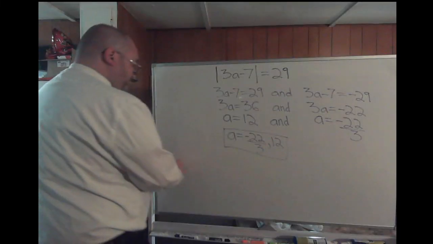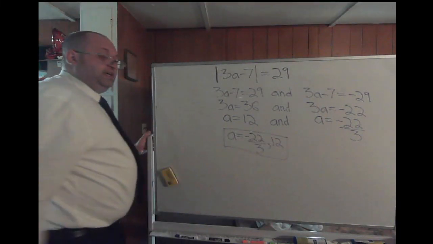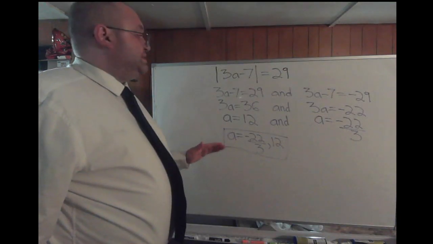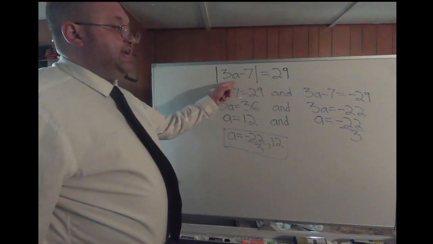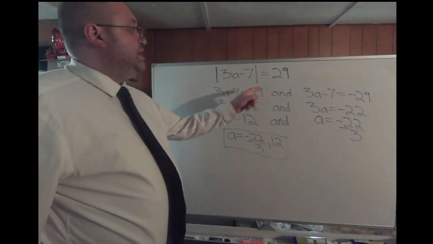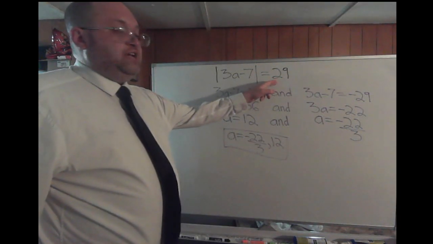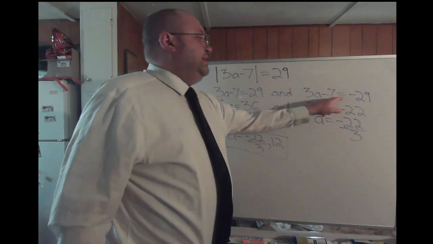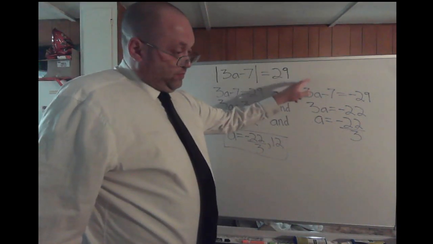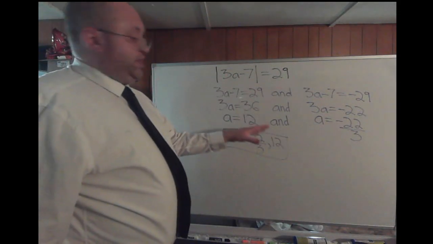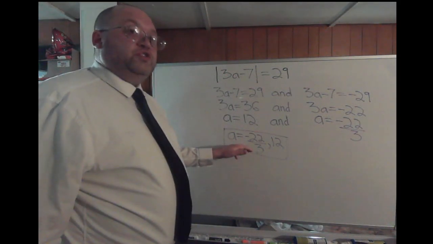So really, for absolute value equations, all there is to it is that you're going to take what's inside the absolute value. Without the absolute value, you'll set it equal to the positive number that you're given on the right hand side, and you'll take what's inside the absolute value, set it equal to the negative of what's on the right hand side. You'll have two separate equations to solve for, therefore giving you two solutions.